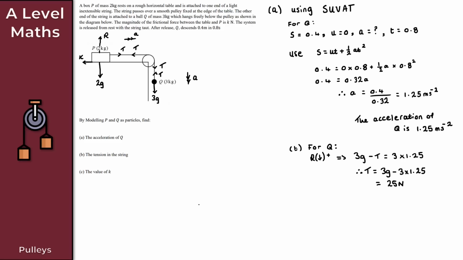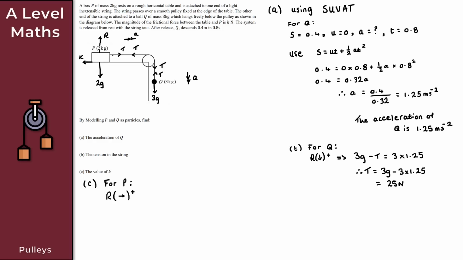And then finally, for the very last part of this question, part C, we want to find the value of K. So don't forget, K is the magnitude of the frictional force between the table and the particle P. Okay. So let's do that over here. For part C, what we now need to consider is the particle P. So for P, what we're going to do is resolve horizontally, taking to the right as positive. And again, we're going to use F equals ma.